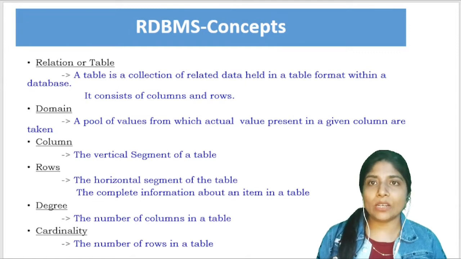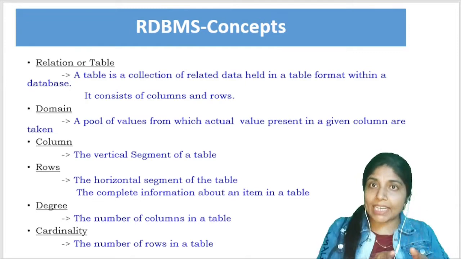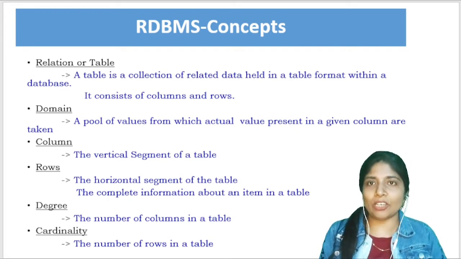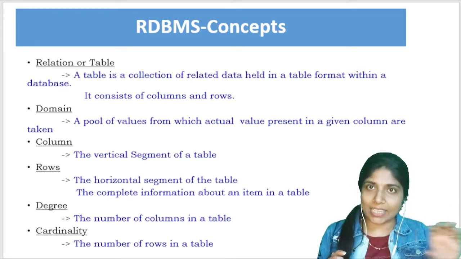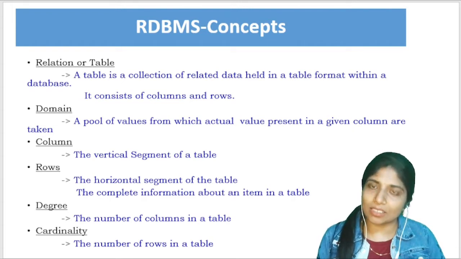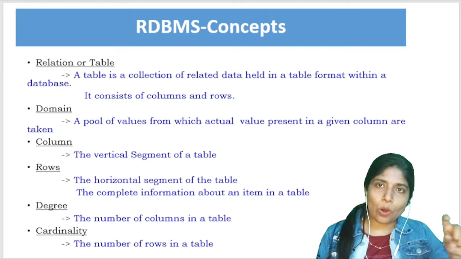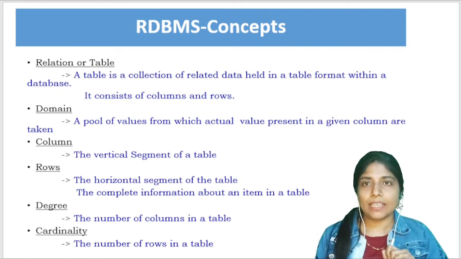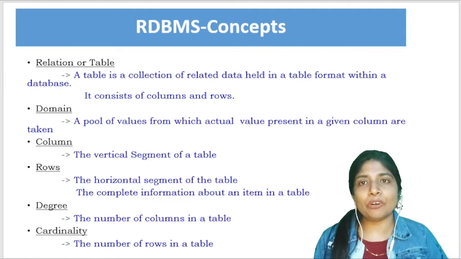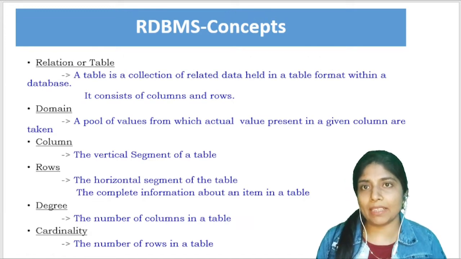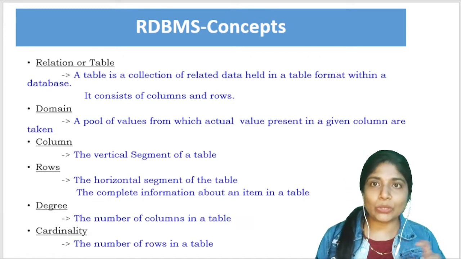Now what is a column? The vertical segments in a table are called columns. What are rows? The horizontal segments in a table are called rows. The complete row of a table gives the complete information about an item or object represented by the table. So it is also called a record.